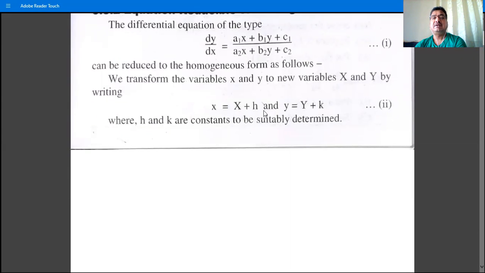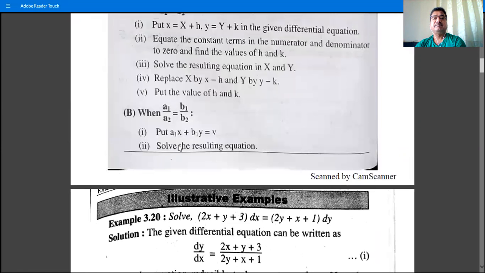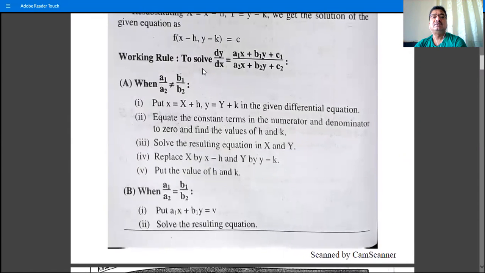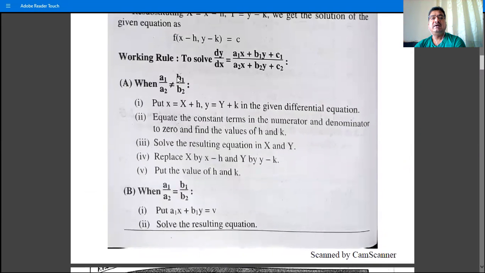Substitute x is equal to capital X plus h and small y is equal to capital Y plus k if a1 by a2 is not equal to b1 by b2. But if a1 by a2 is equal to b1 by b2, then substitution is a1x plus b1y is equal to v. So there are two sub methods to solve such a type of examples. If a1 by a2 is not equal to b1 by b2, and if a1 by a2 is equal to b1 by b2.